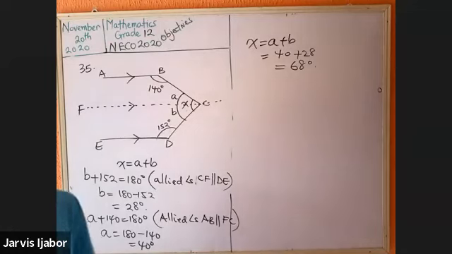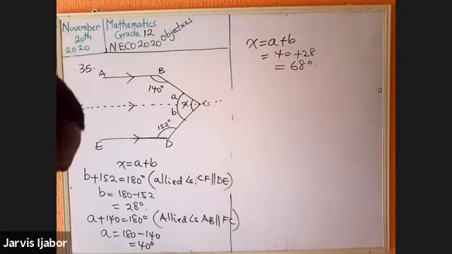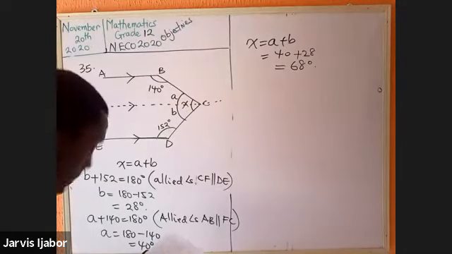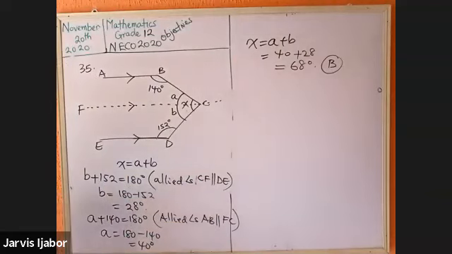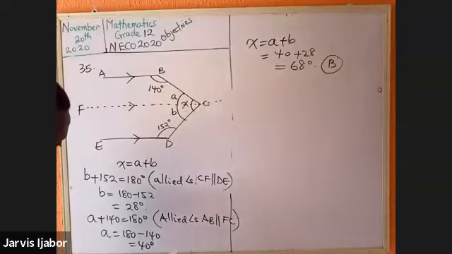So the answer will be 68 degrees for question 35. And that option will be B. Okay. That option will be B. All right. So that's for question 35.